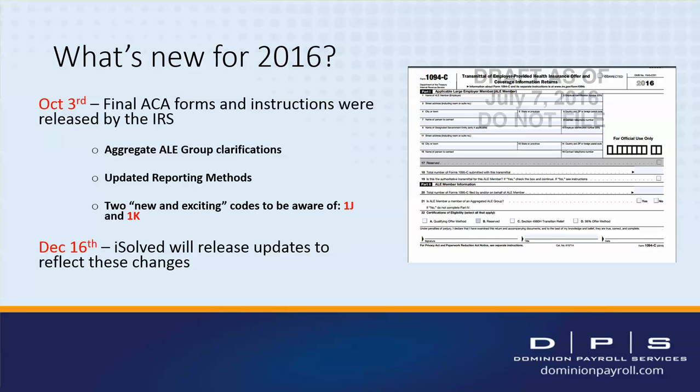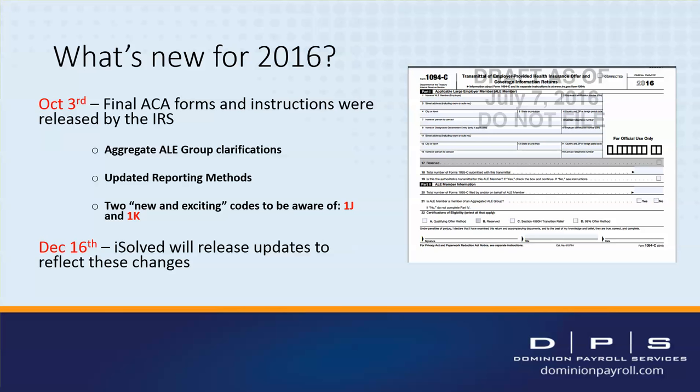So first up is what is new for 2016. On October 3rd, we wanted to let you all know that the IRS released their final ACA forms and instructions. This means they released all these documents. They released a draft that you can see over to the right of what the form will look like this year. Fortunately, it looks very similar to last year. No major changes or restructurings that you need to worry about. It's very similar, but you still probably want to check it out.